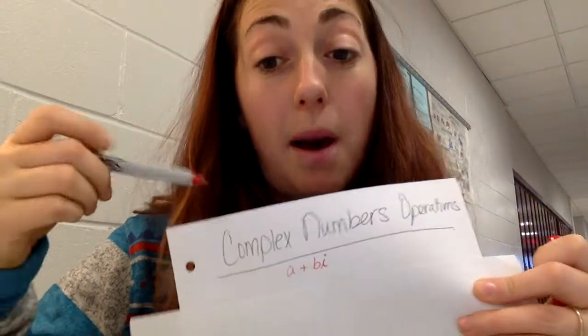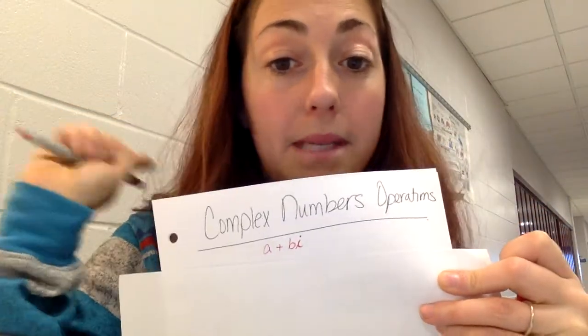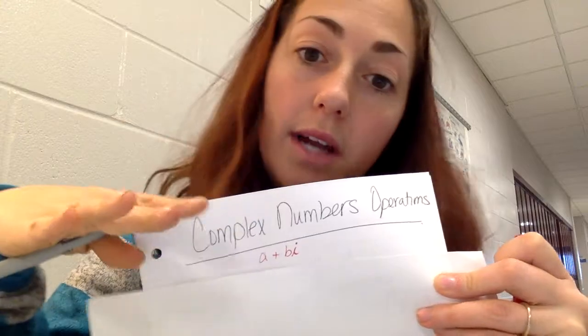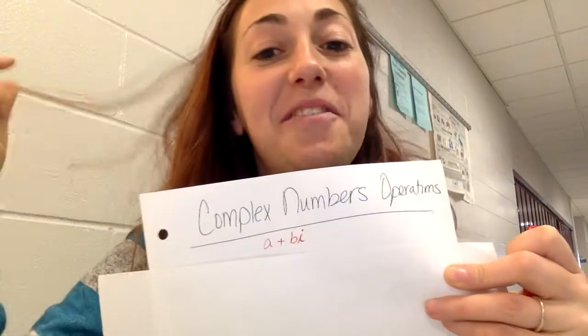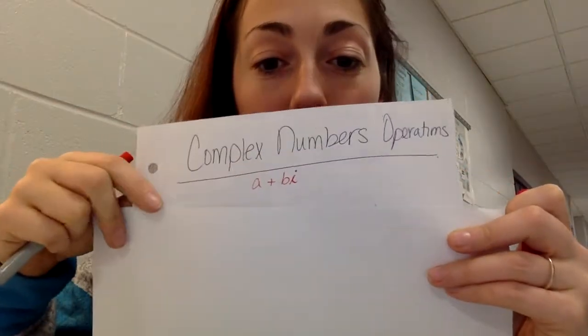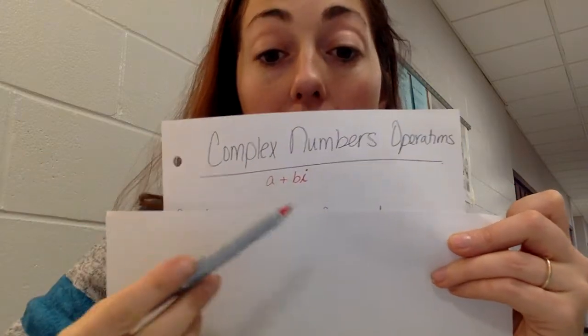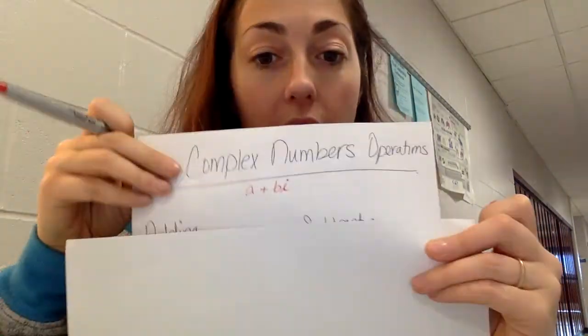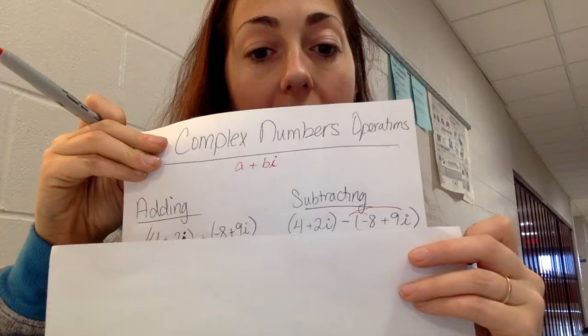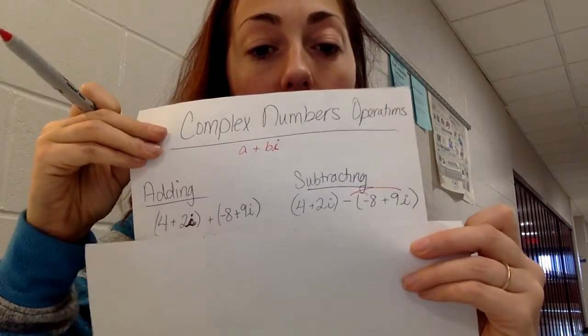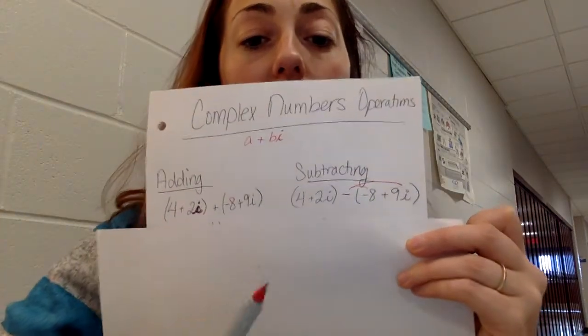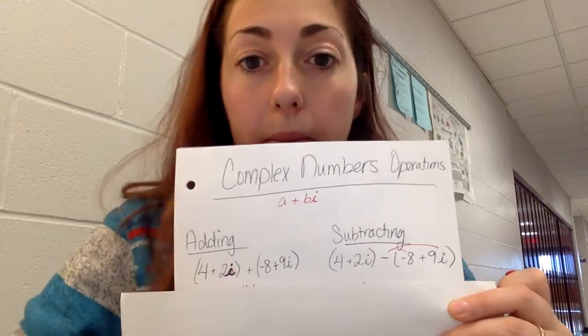Hey guys, we're talking about complex numbers and now we're working with some operations. So like adding, subtracting, multiplying, dividing, really fun stuff. So if we have complex numbers a plus bi, and when we go to add or subtract, let's leave that there. So adding or subtracting is just like combining like terms.